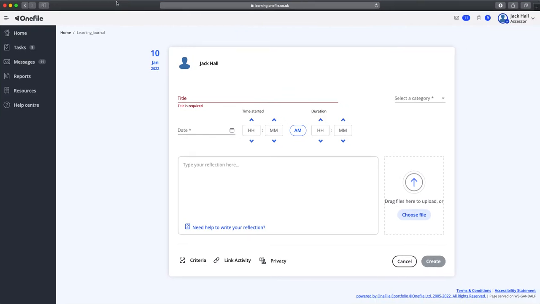On Onefile, there are really only two places where you can upload documents or files. There is your Learning Journal, and there is your portfolio of evidence, which is accessed by uploading an assessment. There is a key difference between the two, and it's important you understand what information goes into your journal and what information gets added to your portfolio.